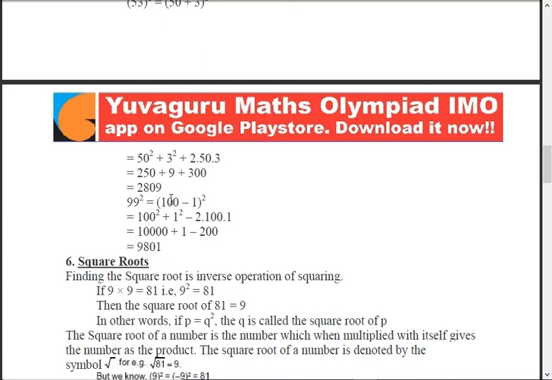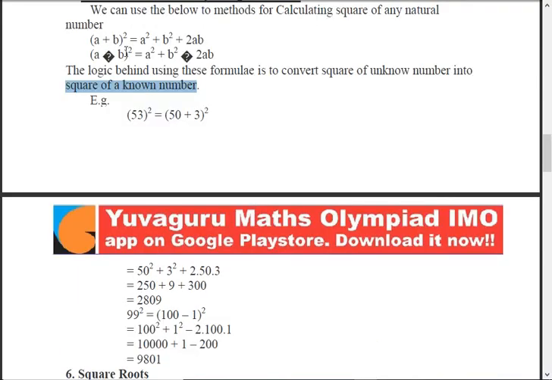Similar logic for (a minus b) the whole square: 99 is 100 minus 1. So a square plus b square minus 2ab. Over here, if you add this, you will get 2809. Similarly over here, 100 square plus 1 square minus 2 into 100 into 1, which is 200. So 9801. Okay, so this is a simpler way: (a plus b) the whole square, (a minus b) the whole square. We have covered many problems in practical videos. Here we are just covering the theory and giving you the concept.